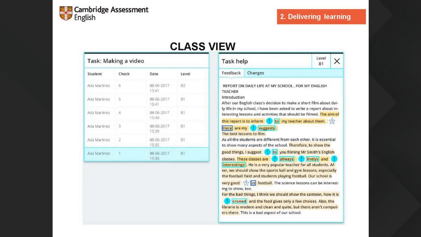Here's a task on making a video. So you have the various checks that Ada Martinez has done on this. You can see how she has improved in the different versions that she's done of the writing.